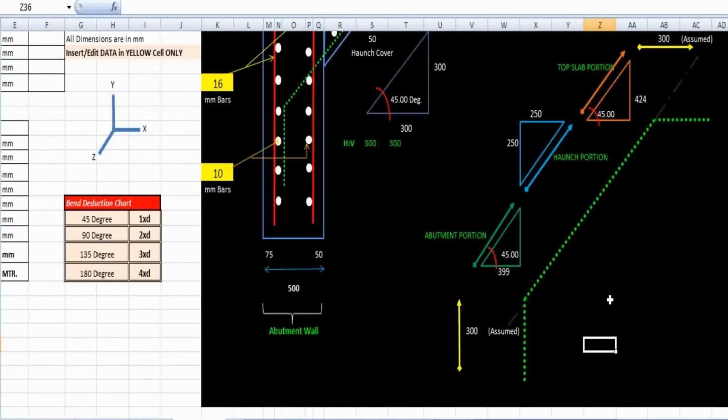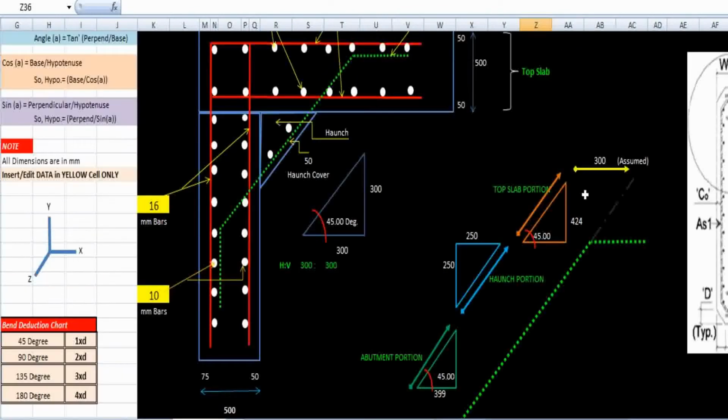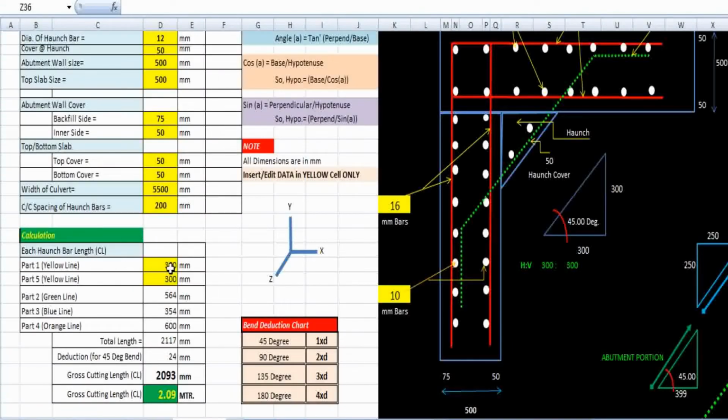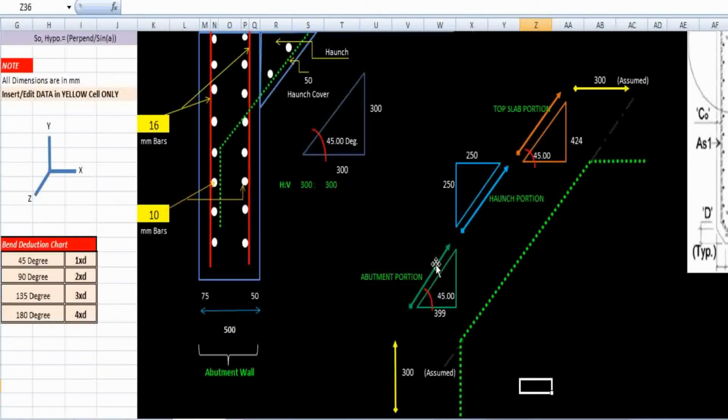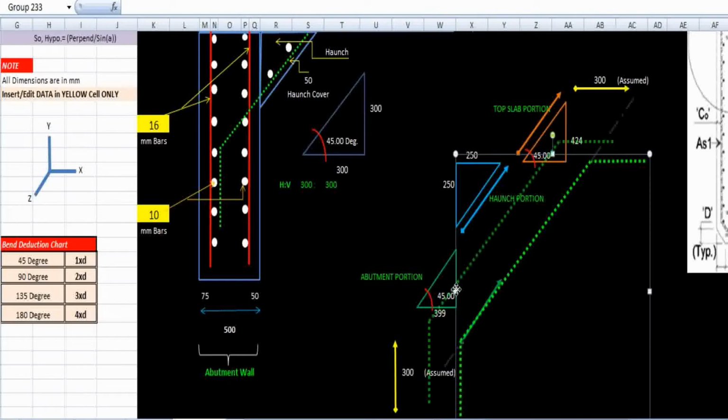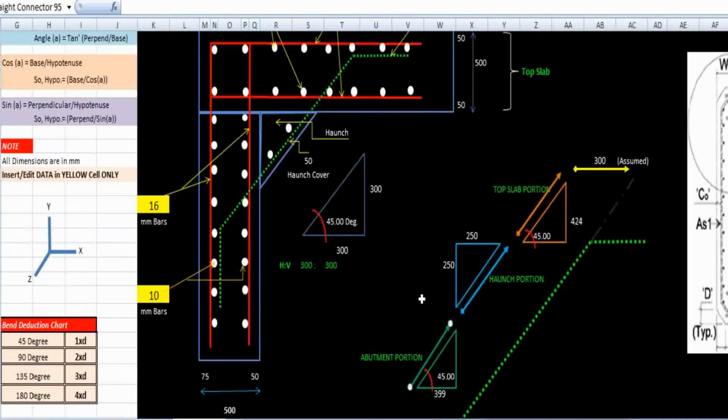As this dimension is similar to that, so here also the part 5 portion of yellow line also having the dimension of 300 millimeter. Okay, so I have taken part 1 as 300 millimeter, part 5 as 300 millimeter as a minimum dimension. Now I have to calculate the part 2, which is containing the green line portion. So how we can achieve that? Let's see. Here the part 2 is nothing but, from here to here we have to find the length. So this length, let's see, I am saying that from here to here, look at this portion.